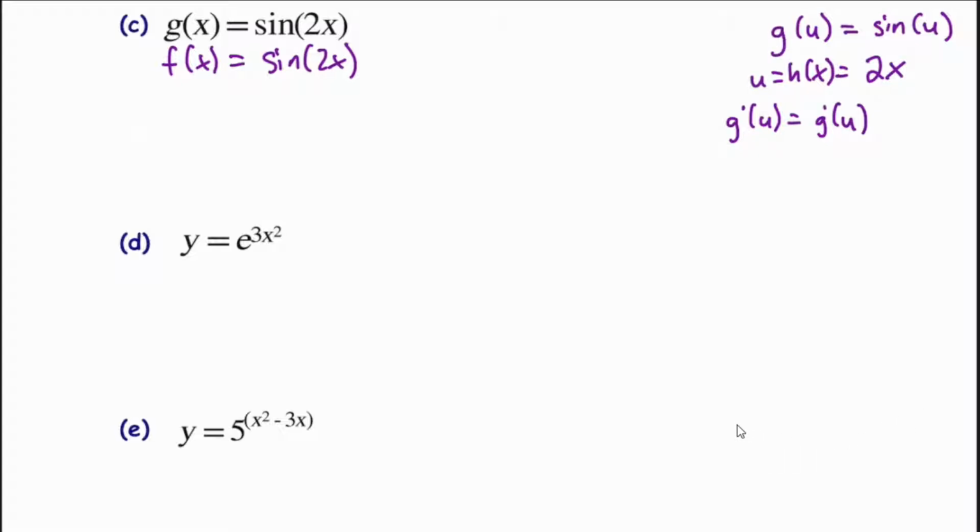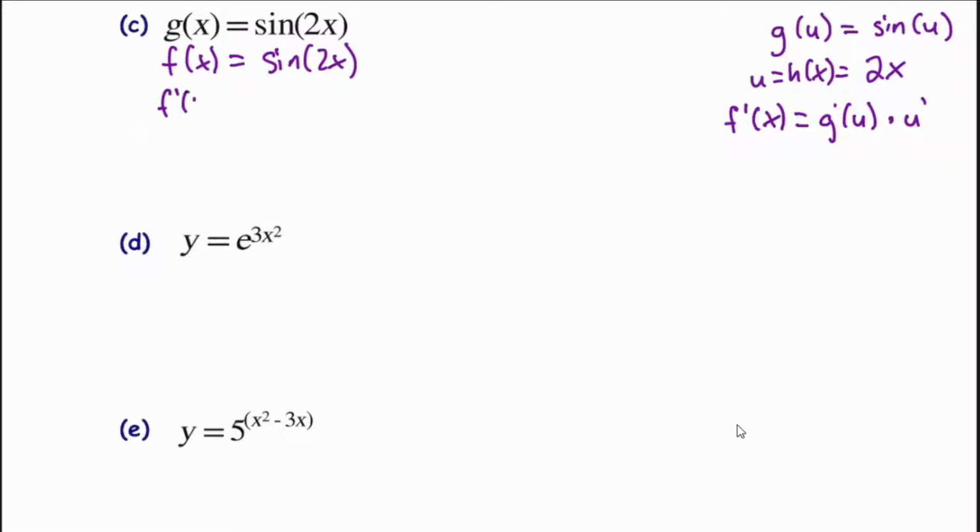Not quite. Let's take a step back. I'm not finding the derivative of g, I'm finding the derivative of f, which includes g and h. So f prime of x equals g prime of u times u prime, or du dx. So we've identified each component. Let's go ahead and solve.